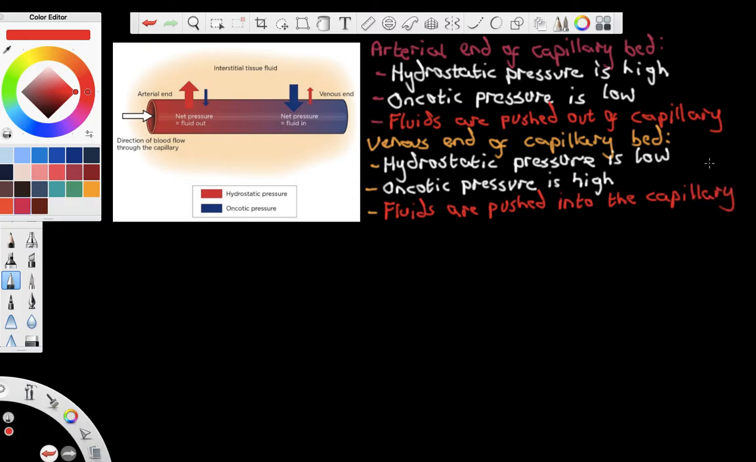So at the arterial end of the capillary bed, hydrostatic pressure is high, oncotic pressure is low, and therefore fluids are pushed out of the capillary. At the venous end of the capillary bed, hydrostatic pressure is low, oncotic pressure is high, and the fluids are pushed into the capillary. Now the fluids that are pushed out of the capillary form what's known as tissue fluid. So it's a key term, tissue fluid.